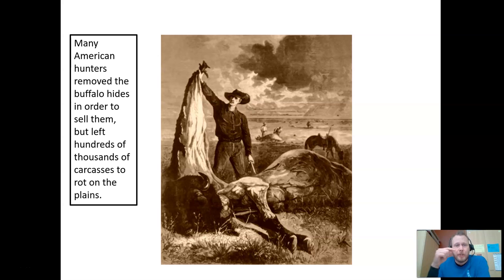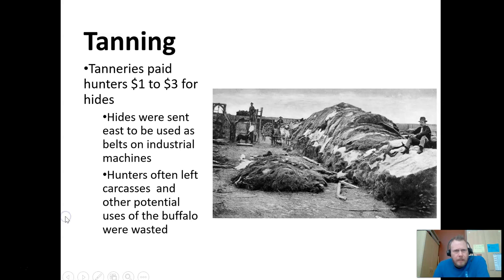Many American hunters removed the buffalo hides in order to sell them, but left hundreds of thousands of carcasses to rot on the plains. So where the Native Americans used every part of the buffalo, these American hunters just killed the buffalo, took the hides, and sold the hides. They left everything else, all the other very useful stuff, specifically the meat, to just rot there on the plains. Really quite a travesty. Tanneries paid hunters $1 to $3 for the hides. Hides were sent east to be used as belts on industrial machines, but the carcasses and other potential uses of the buffalo were wasted.